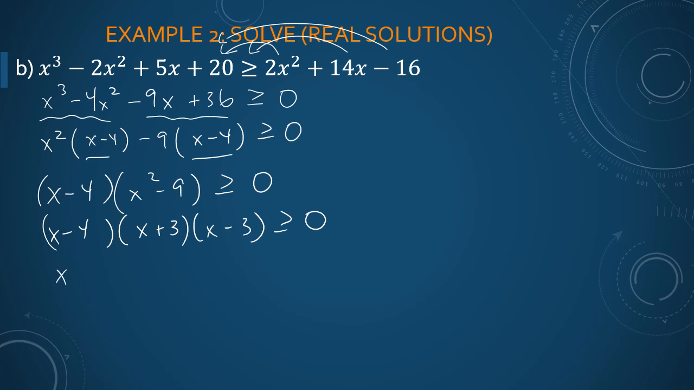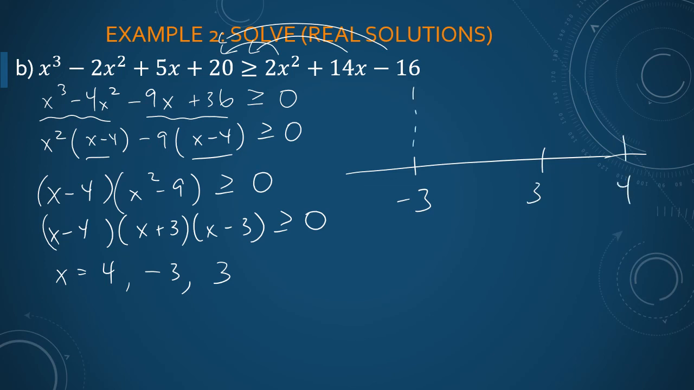So now we're ready to state our zeros. x equals 4, negative 3, and positive 3. Make our modified x-axis number line. Negative 3, 3, and 4. Put some little boundaries in. Keep things organized. Again, you are just testing values. So pick a number less than negative 3. Let's say negative 4.